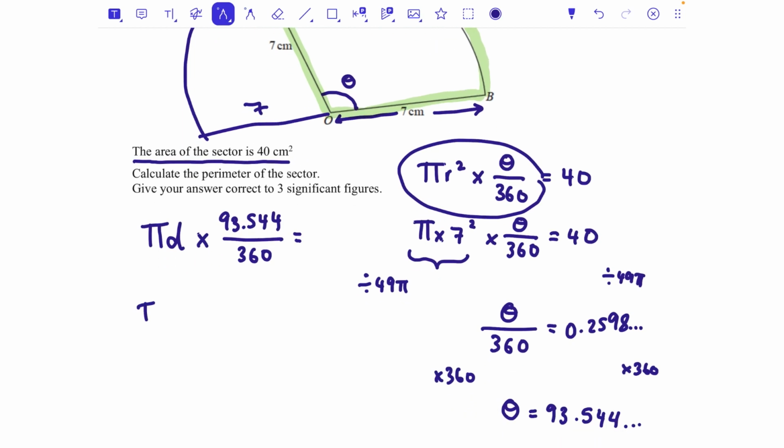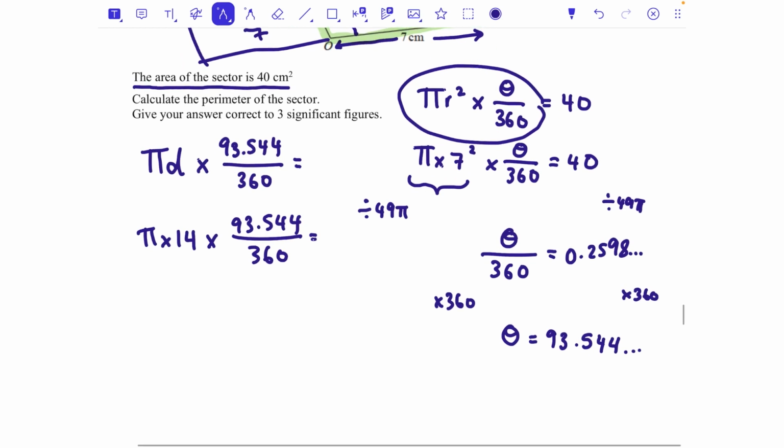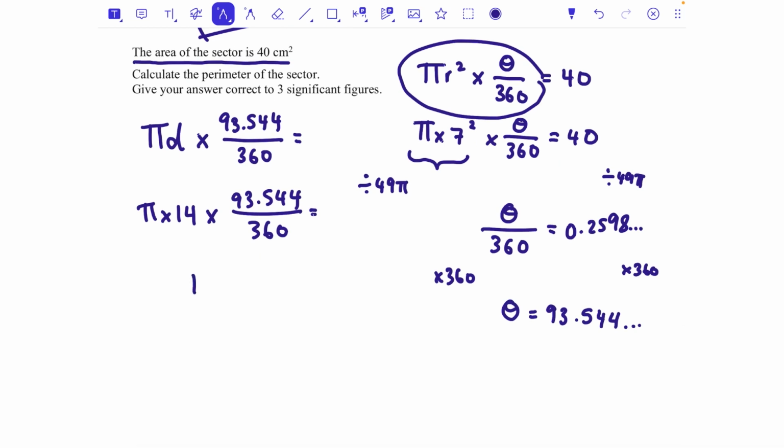So pi times 14 times this fraction. I'm going to use 93.544 as I write it down, but in my calculator I'm going to put answer there because I've still got the 93.544 in it. So pi times 14 times answer over 360, and that is 11.428571. That's the arc length.